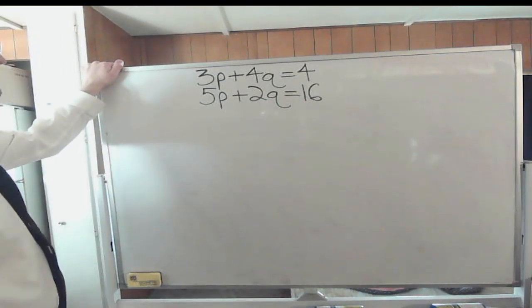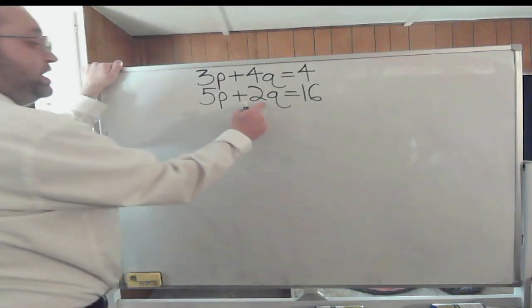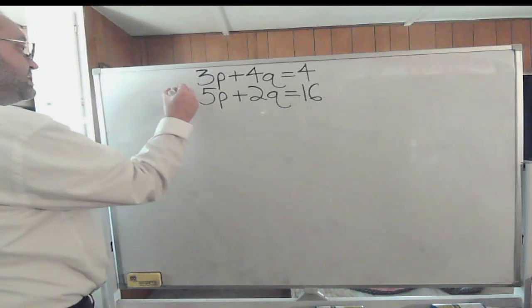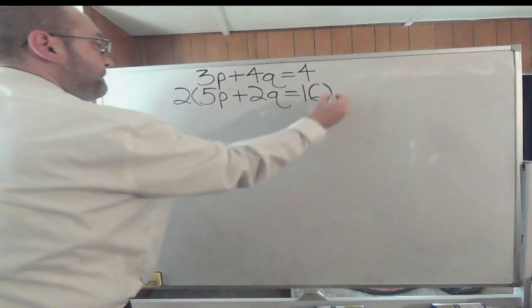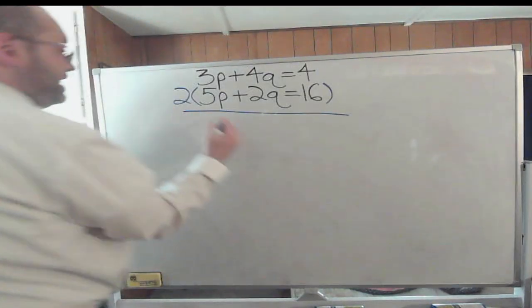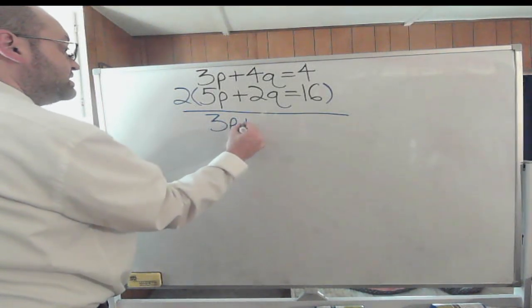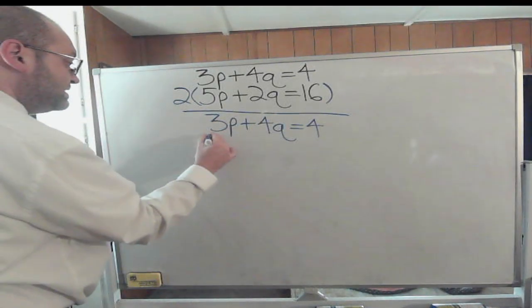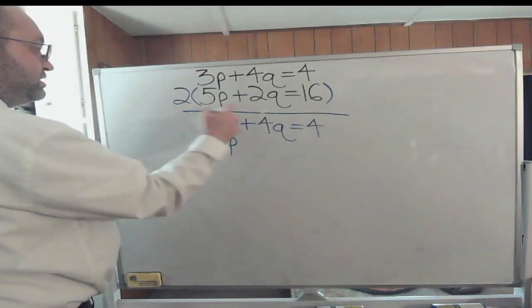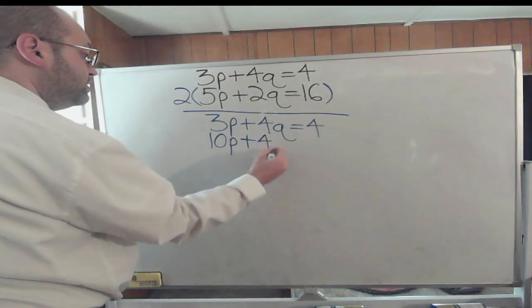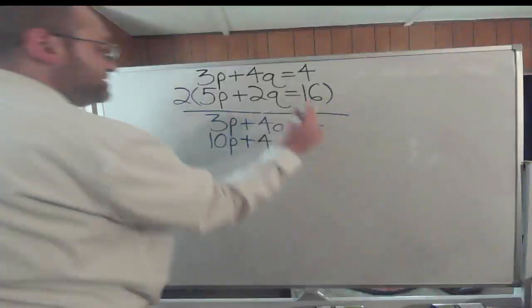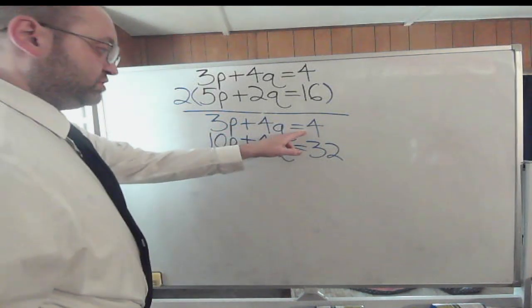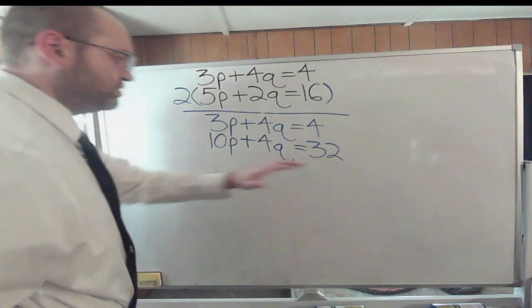I think it's obvious that we would like to multiply the second equation by 2 to get another 4q so we can temporarily eliminate q. So let's go ahead and multiply that second equation by 2. So what you're going to have here, you still have your 3p plus 4q equals 4. But then 2 times 5p, that's 10p, plus 2 times 2q, that's 4q. That's going to be equal to 2 times 16, which is 32. So you have 3p plus 4q equals 4. Then you have 10p plus 4q equals 32.